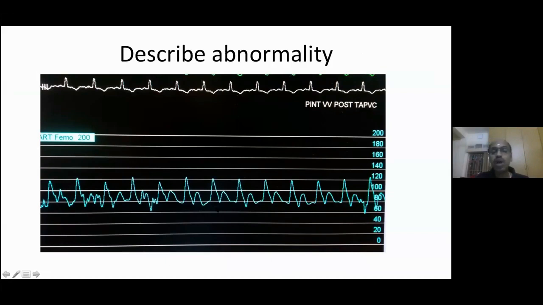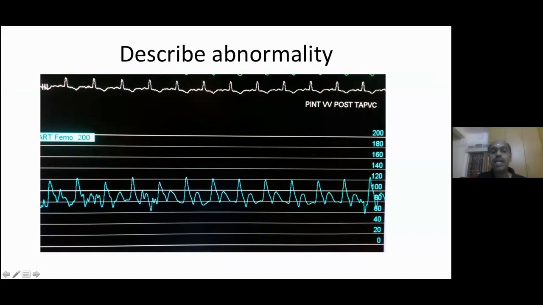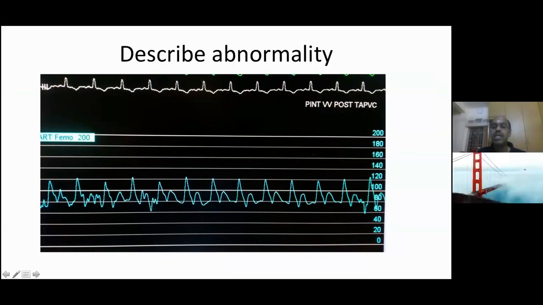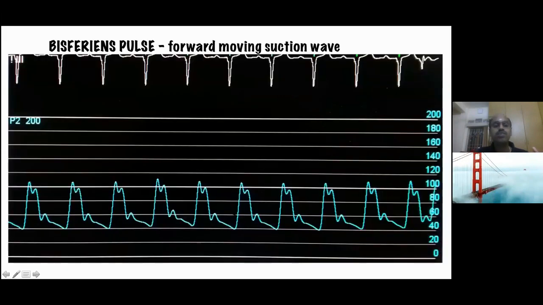In diastole also, the high systemic vascular resistance will have a higher diastolic pressure. This is due to high systemic vascular resistance, and this pulse is called the dicrotic pulse. It is an indicator of extremely low cardiac output and a compensatory severe sympathetic vasospasm and a high systemic vascular resistance. It is found in patients who are very sick, with very, very high vascular resistance.